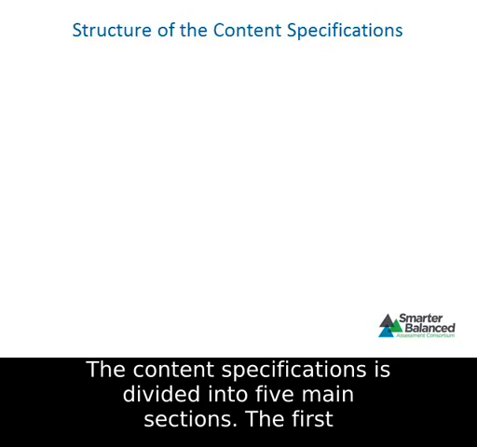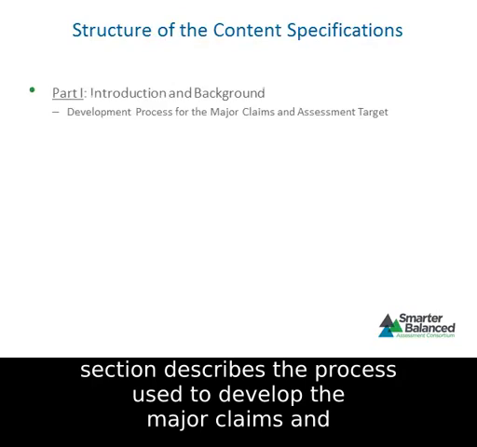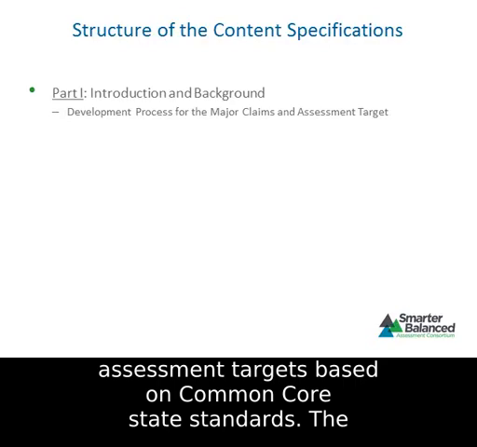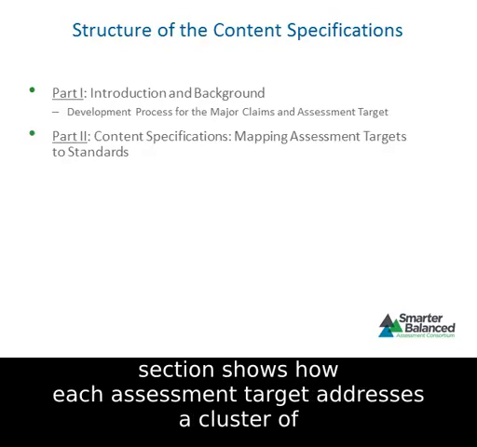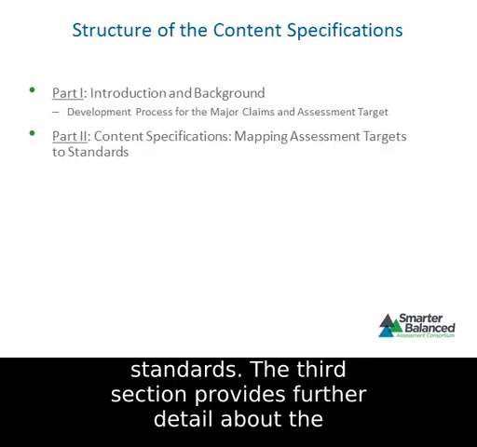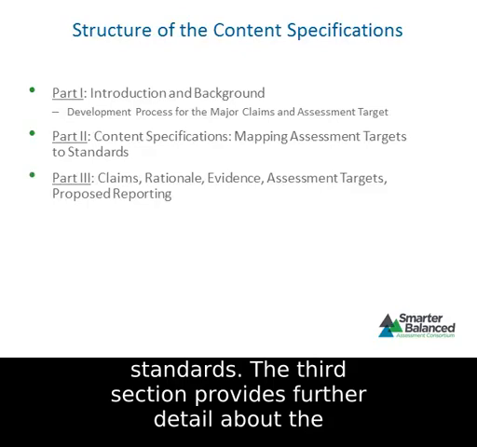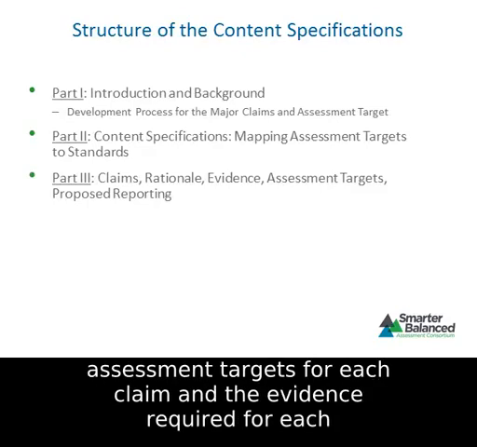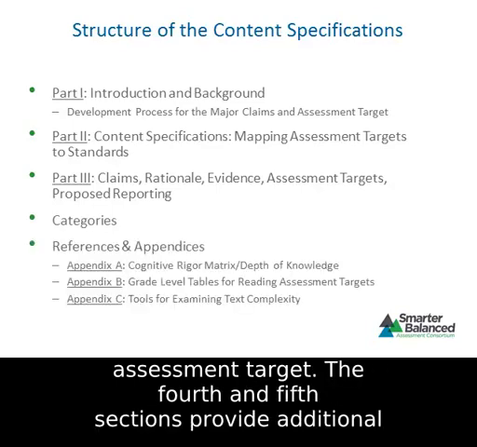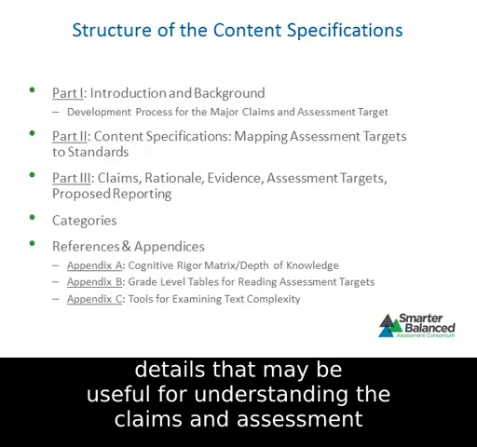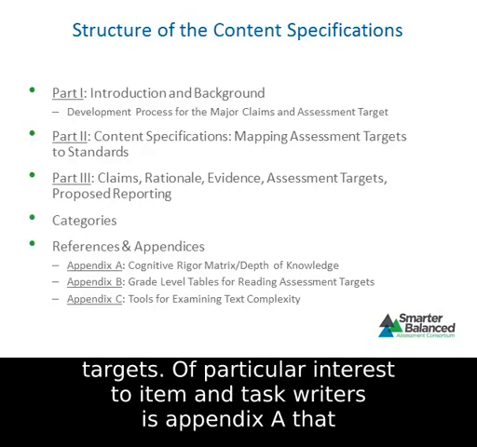The content specifications is divided into 5 main sections. The first section describes the process used to develop the major claims and assessment targets based on the Common Core State Standards. The second section maps the assessment targets to the standards. This section shows how each assessment target addresses a cluster of standards. The third section provides further detail about the assessment targets for each claim and the evidence required for each assessment target. The fourth and fifth sections provide additional details that may be useful for understanding the claims and assessment targets.